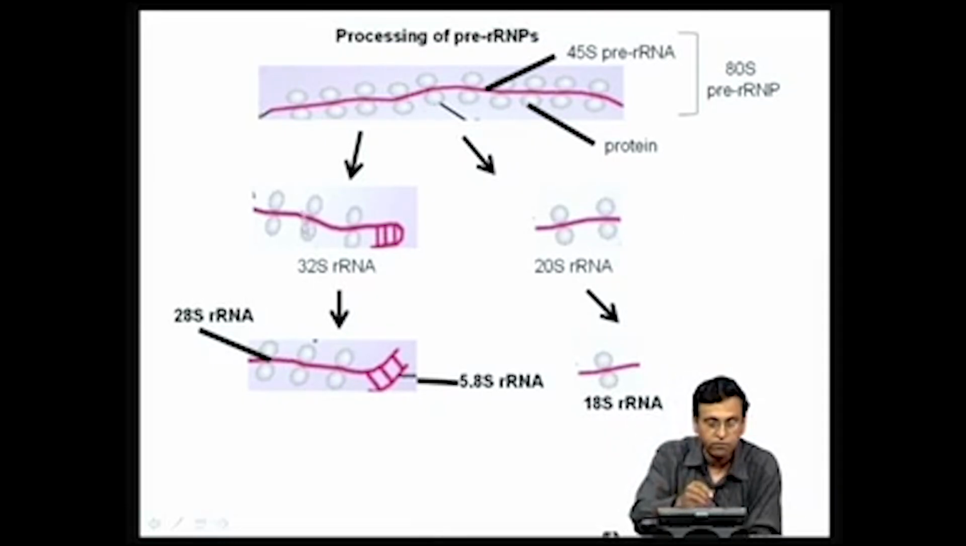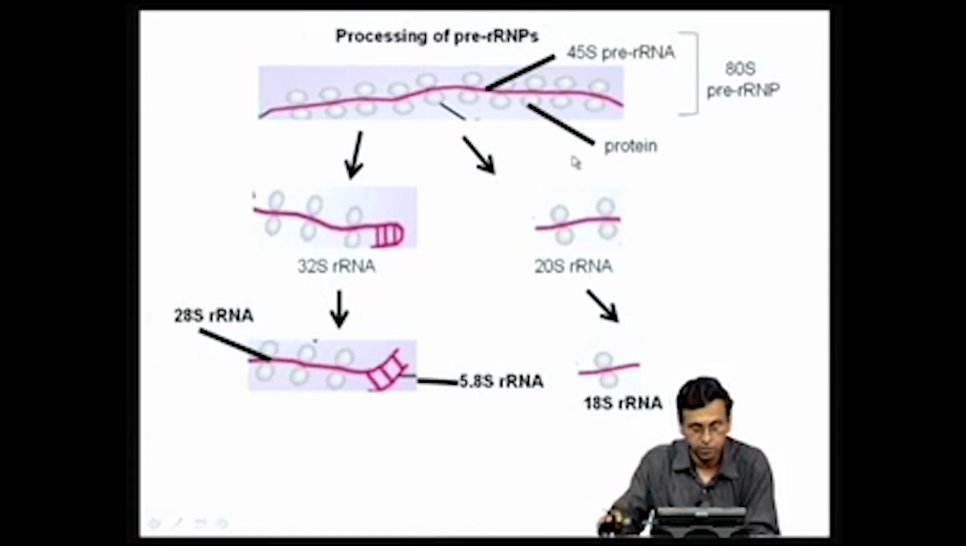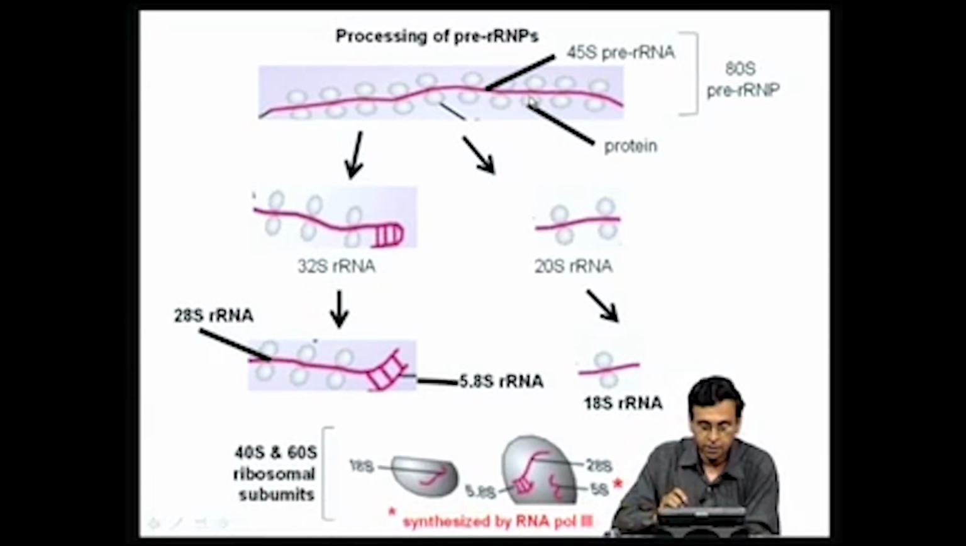So, through a series of steps, through the involvement of these snoRNAs, the 47S pre-rRNA is ultimately processed into 28S rRNA, 5.8S rRNA and 18S rRNA, with 32S rRNA and 20S rRNA as the intermediates. Ultimately, these 5.8S rRNA, 18S rRNA and 28S rRNA form the components of the ribosomal subunits. The 18S rRNA, for example, is a component of the 40S ribosomal subunit. The 28S and 5.8S rRNA form the components of the 60S ribosomal subunit.